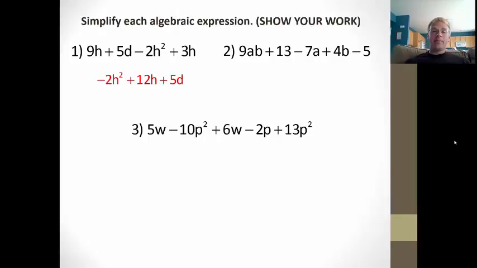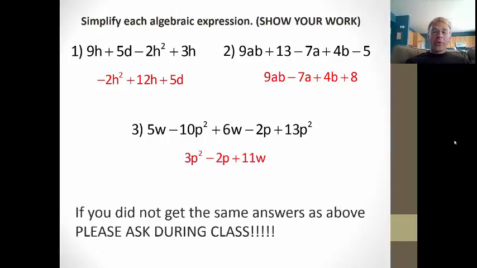Well, let's see how you did. Hopefully you got negative 2h squared plus 12h plus 5b, 9ab minus 7a plus 4b plus 8, and 3p squared minus 2p plus 11.